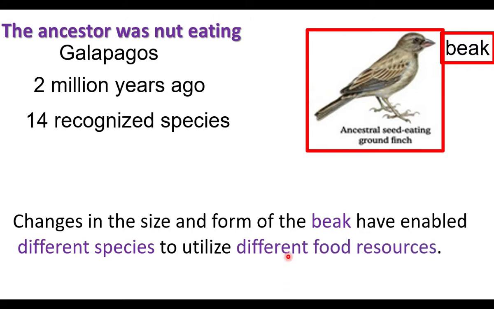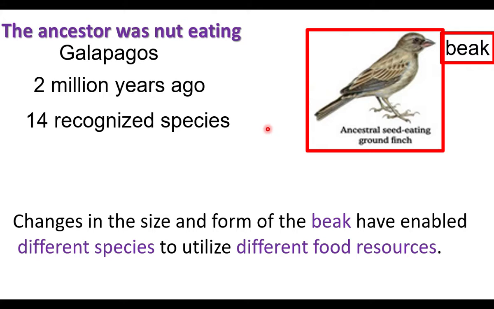Why did they have to utilize different food resources? We may have that question. The birds came to the island 2 million years ago. In the beginning, they were very few. There was no shortage of food. There was no competition. There was no predation. So they produced more young ones. The population size increased. At a particular point of time, there was shortage of food.